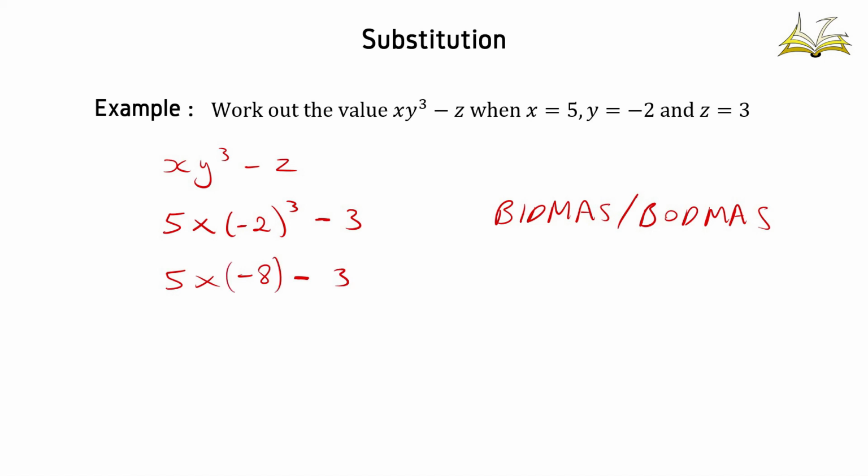And now we're going to do the multiplication. So 5 times minus 8 gives you minus 40, and then take away 3. And that will give you minus 43. So that is your answer to this substitution question above.